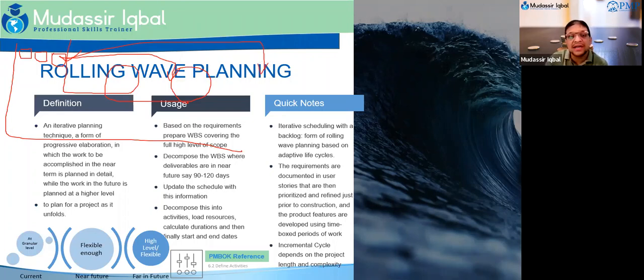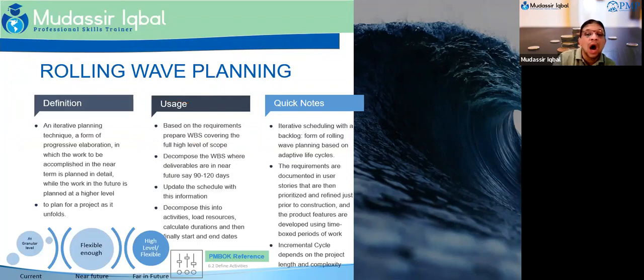That's called iterative scheduling with a backlog. You are scheduling whenever it is required. This approach is often used to deliver incremental value to the customer. The benefit of this approach is that it welcomes changes throughout the project development lifecycle, because we did not think of how much time it is going to take, or what nitty-gritties we need to get into.